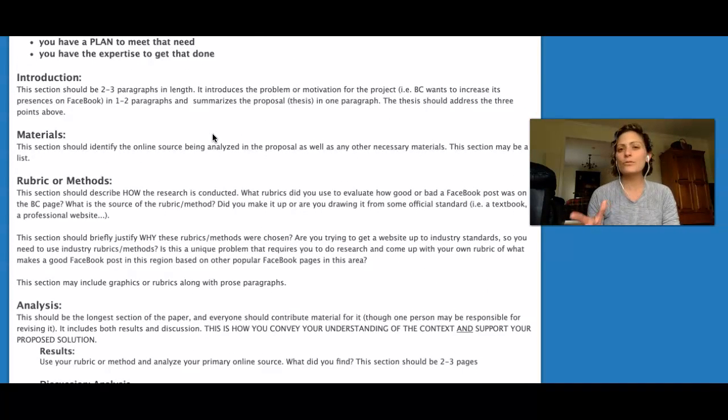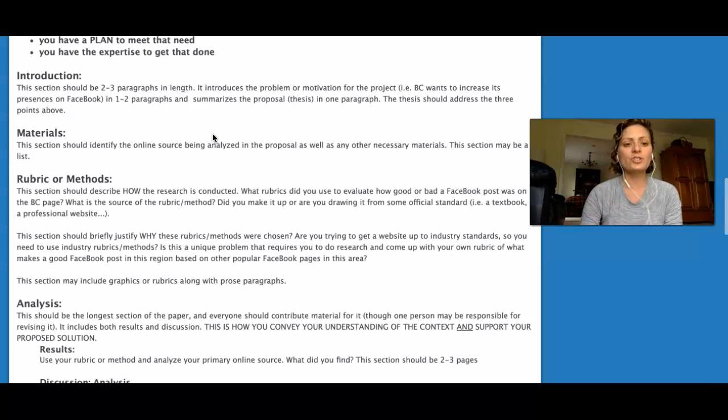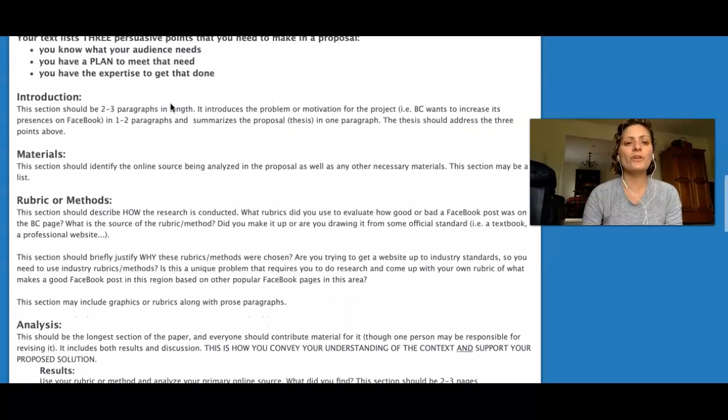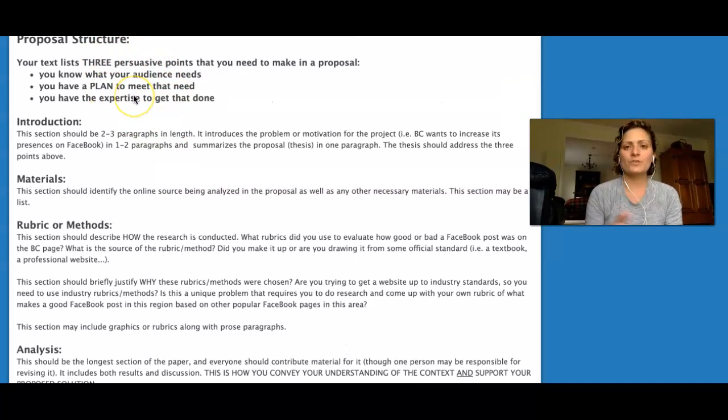It's going to be about 2 to 3 paragraphs in length. It's going to summarize the project, introduce the problem or the motivation for that. So for example, does BC want to increase its presence on Facebook? You would talk about that in the introduction, and then you would say, and so that's why we are analyzing Facebook posts of Bluefield College. And it should be about 1 to 2 paragraphs. It should also include a thesis that addresses all 3 of these points.